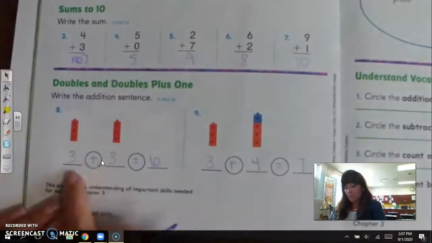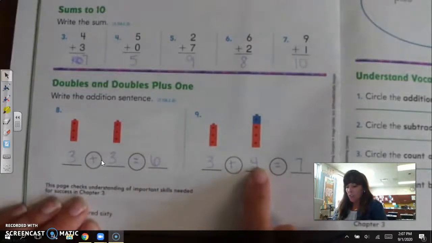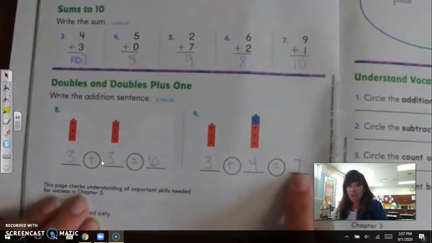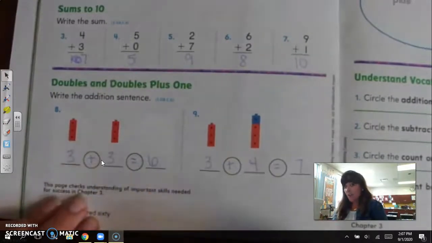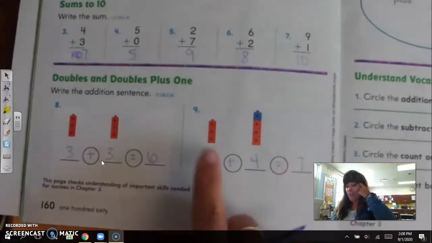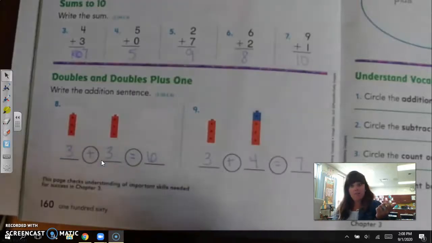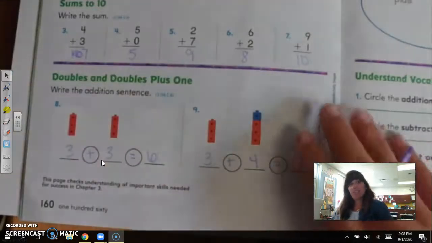equals 7. So over here we had 3 plus 3 equals 6, and then we added 1 more block, so it makes sense that our answer is 7, right? See how those go together? Let's remember that. We might need to know that this is going to be a helper doubles fact. So maybe we'll need that in future lessons.